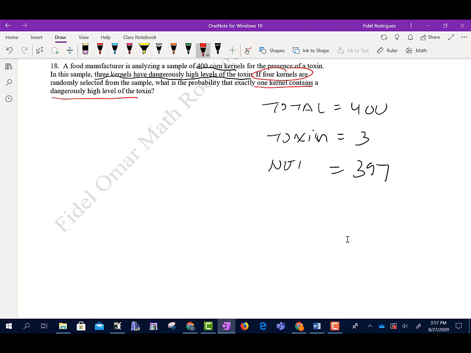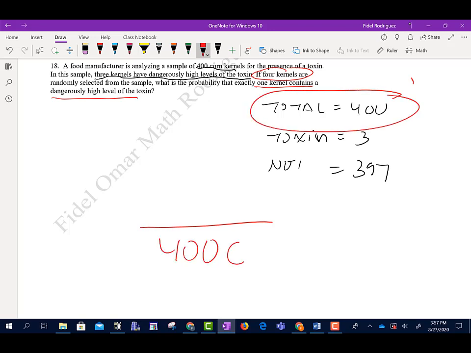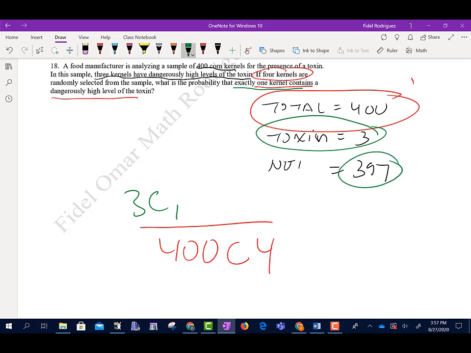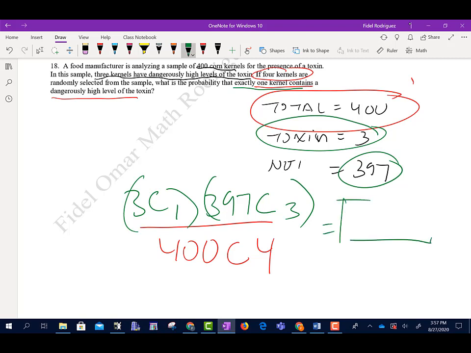Okay, so let's see if we can't figure this one out. Okay, so my denominator, we have a total of 400 kernels, and we're going to choose 4 of them. Okay, we want to have exactly 1 kernel that has the toxin. So out of those 3, we're going to choose 1. Out of these 397, we're going to choose the other 3. Okay. And again, I'll let you do this on the calculator, and then you can figure out what number you're going to end up writing there. Make sure you put the little dot, and that was 3.4.